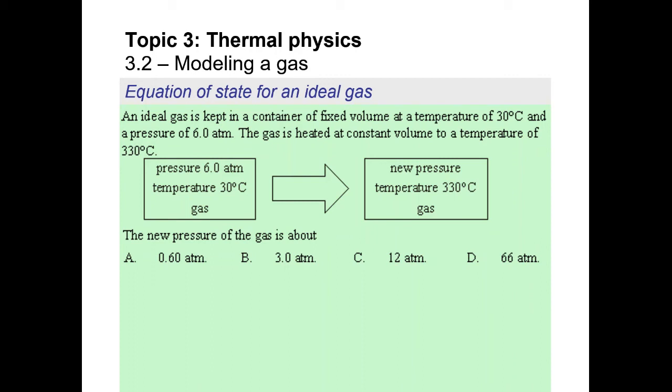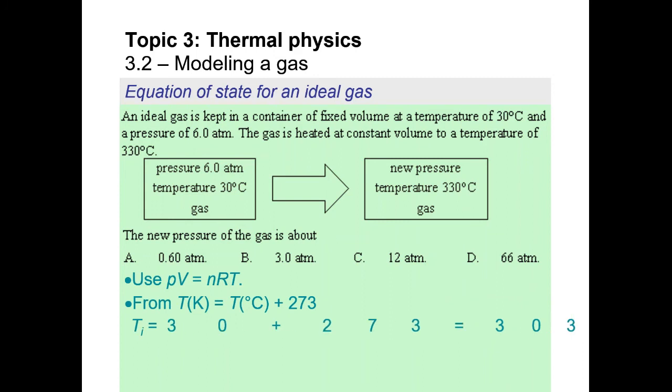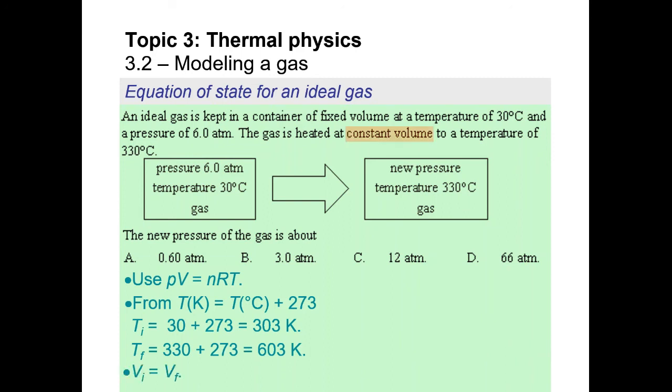So it's an ideal gas. We're going to use the ideal gas equation, PV equals nRT. We need to convert degrees Celsius into Kelvin. So temperature in Kelvin equals temperature in degrees Celsius plus 273. Initial temperature 30 plus 273 is 303 Kelvin. Final temperature is 330 plus 273, that is 603 Kelvin. We also know that it's constant volume, so initial volume equals final volume.